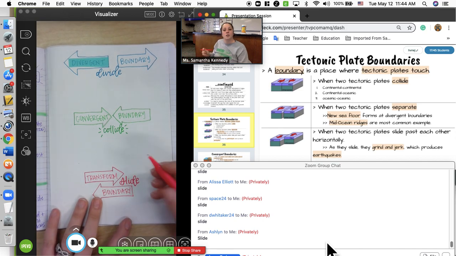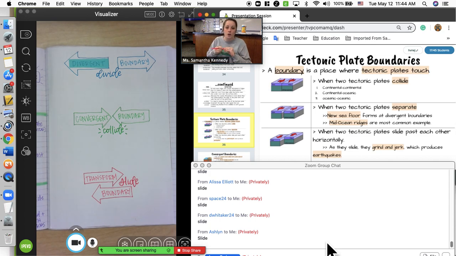All right. So now we have our words that describe the actions. So now I want to talk about what is created. Okay? So if we talk about divergent boundaries, what is the most common example of a divergent boundary? Starts with an M.